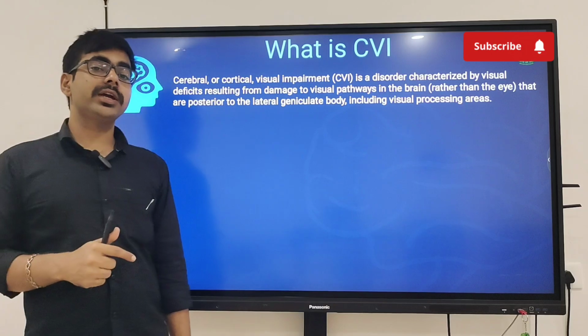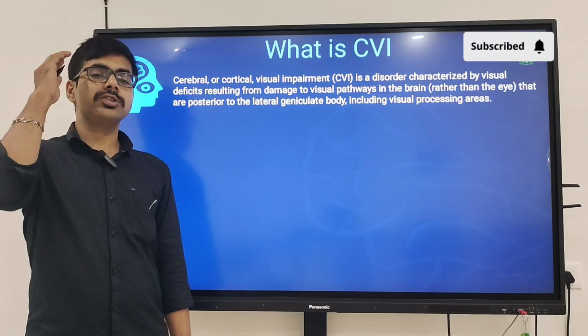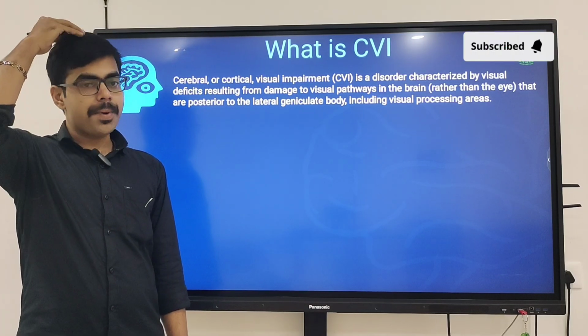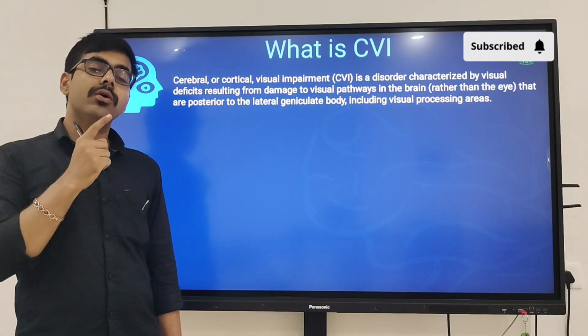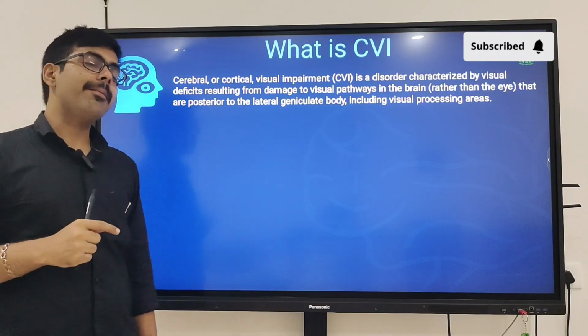What are the visual processing areas? Visual processing areas mean the occipital lobe, parietal lobe, temporal lobe, and frontal lobe. These are the visual processing areas, and all this portion will have problems.